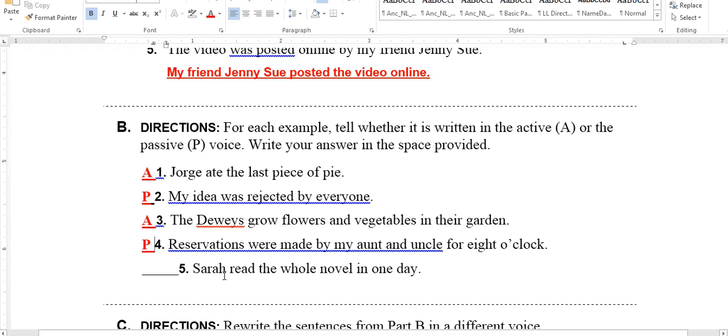Number 5. Sarah read the whole novel in one day. Where is the subject? Sarah. Is she the doer or the recipient? The doer. She's the one who makes the action when she's reading. So that would be active. Okay.